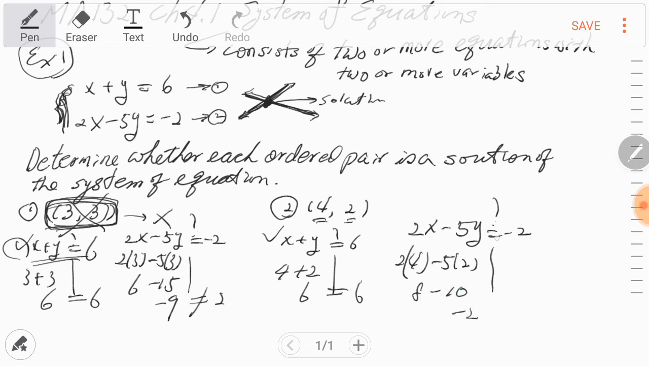So the left side of the equation is negative 2. The right side of the equation is negative 2, and they are the same. So the second equation is true. So this point is on the first equation and the second equation, so this point is the intersection of the two lines. So yes, this is the solution.